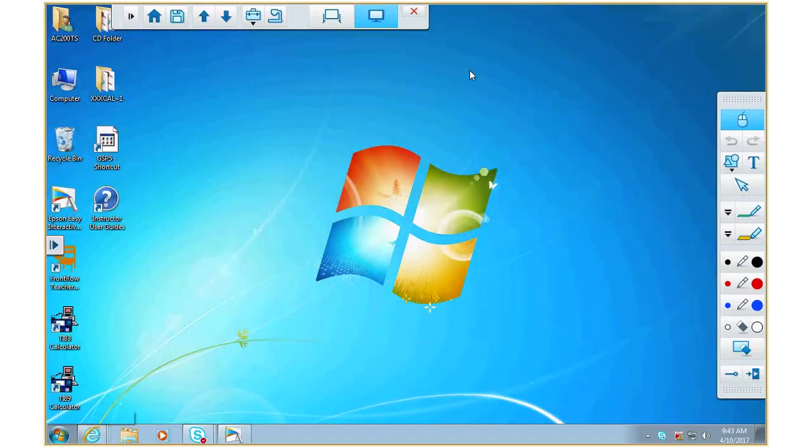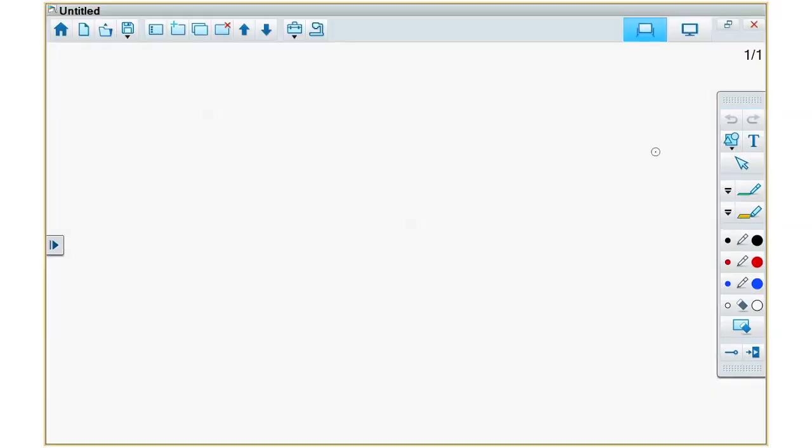And present desktop. There we go. Well, it's good you're winding down then, because nobody's going to. I think everybody's about ready to quit.